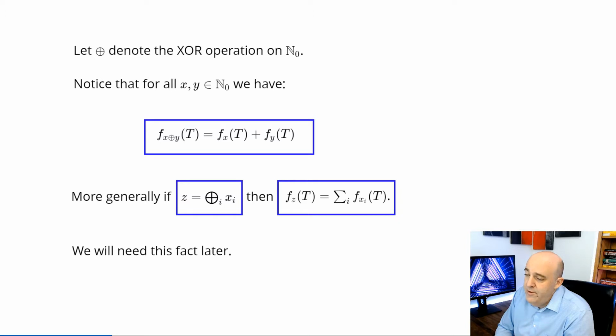The addition operation that we're going to use is not normal addition, but XOR. We'll write the symbol, a circle with a plus sign, for that. And notice that if you take x XOR y and think about the associated polynomial, that's the same as fx(t) plus fy(t) in the polynomial ring F2[t]. So that's a nice little relationship. And generally, if z is an XOR summation of many xi's, then the associated polynomial fz(t) is the summation of the fxi(t). We'll use that little fact later.